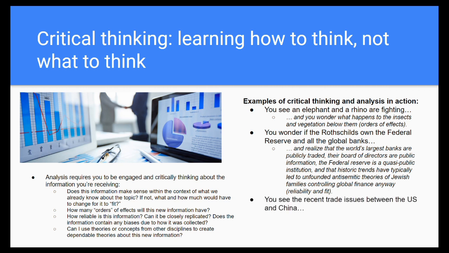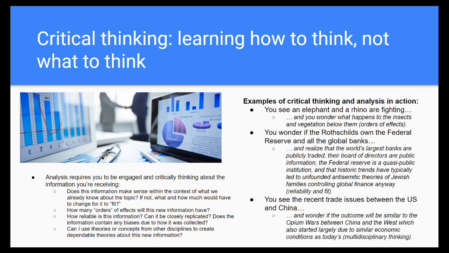You see the recent trade issues between the US and China, and you use your history class to wonder if the outcome will be similar to the Opium Wars between China and the West, which also started largely from a framework of China being one of the global economic powerhouses and the UK being a rivaling global economic powerhouse. So this is really like a crash course in thinking about critical thinking. We will practice a lot more of this as the semester goes on.